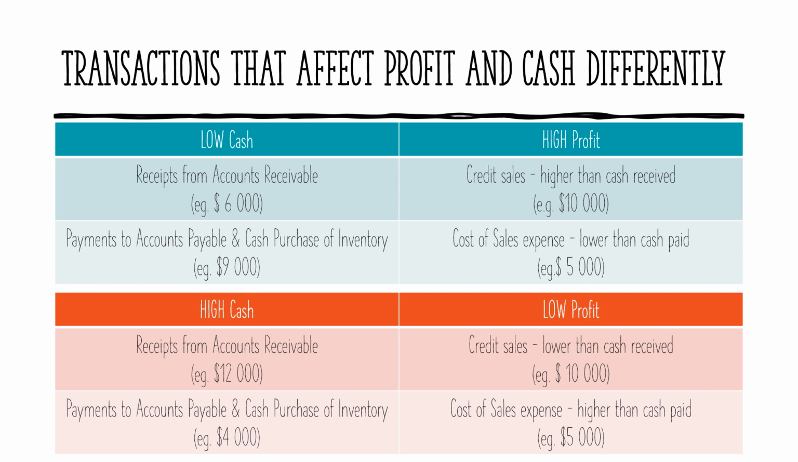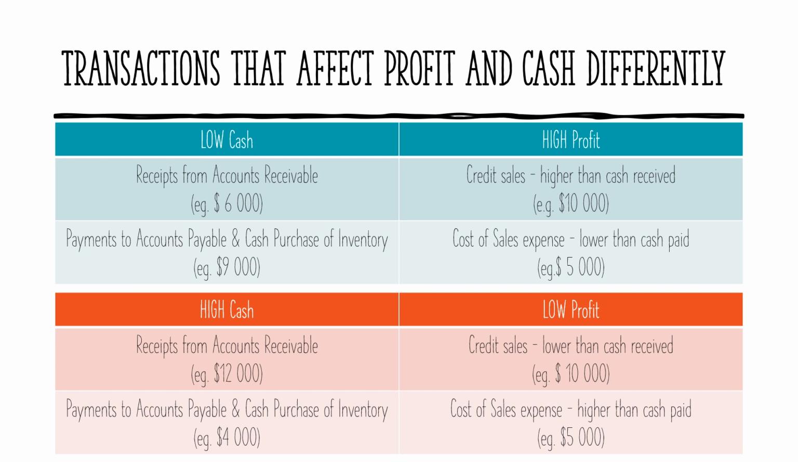Here we have examples of transactions that affect profit and cash differently. In the first table, we will look at examples that lead to low cash but high profit. Firstly, we have receipts from accounts receivable at $6,000. However, the credit sales made in the same period worked out to be higher than the cash received at $10,000. This will lead to high profits but low cash.